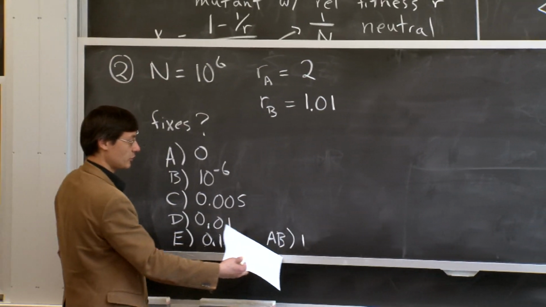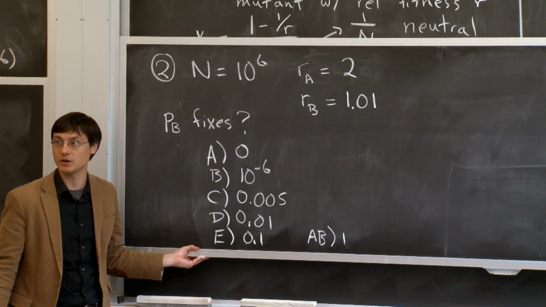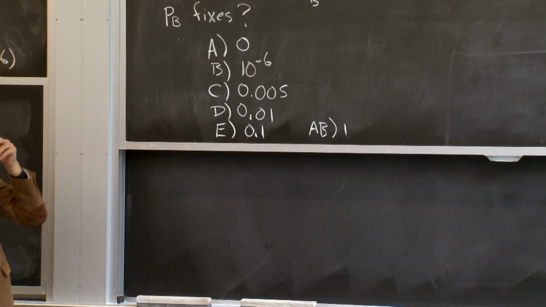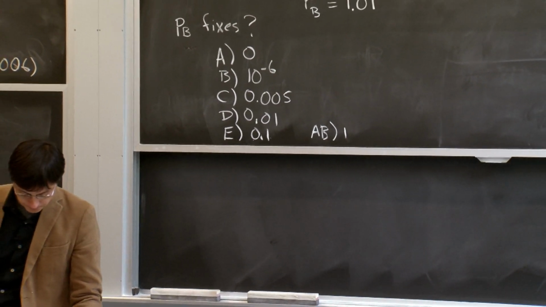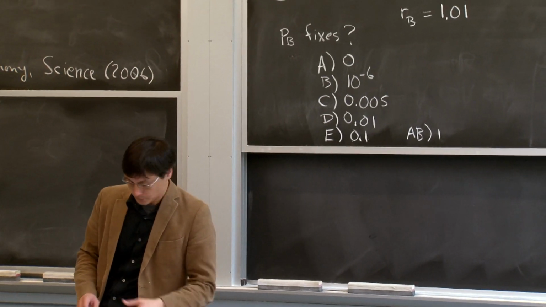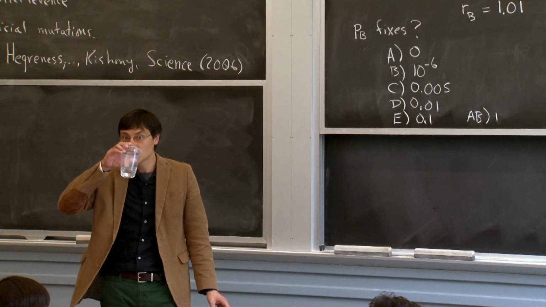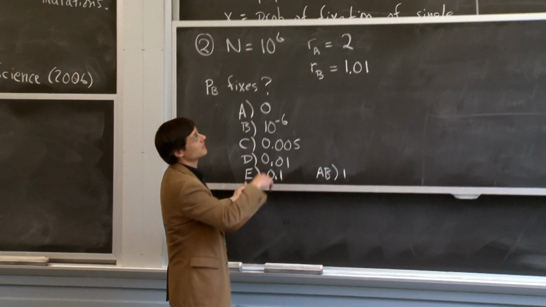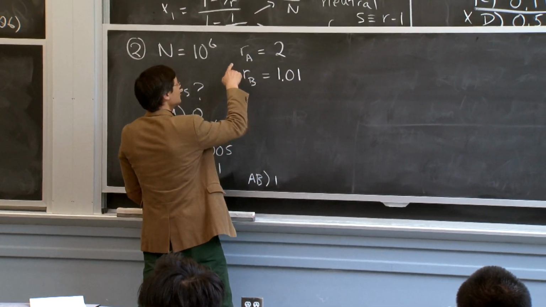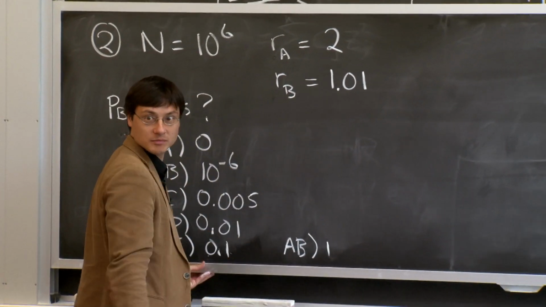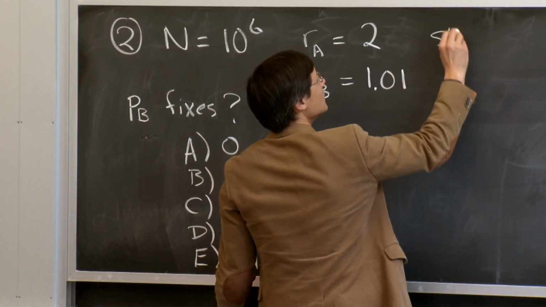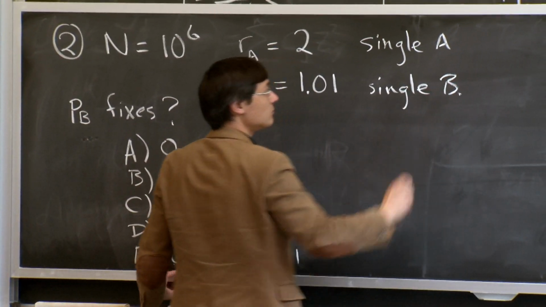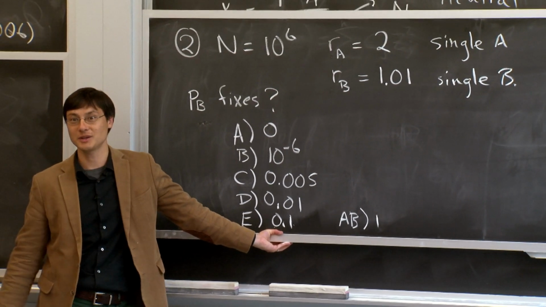This, you show me both cards. I'll give you 20, 30 seconds. So it's just the same thing. So that's a single A mutant and a single B mutant. Single A. Single B. But you should know how to calculate these things if I tell you that they were other similar numbers.